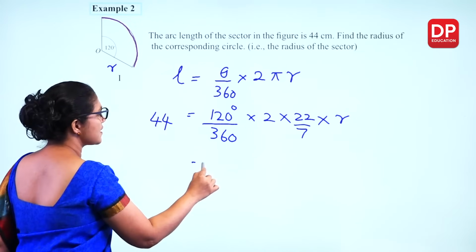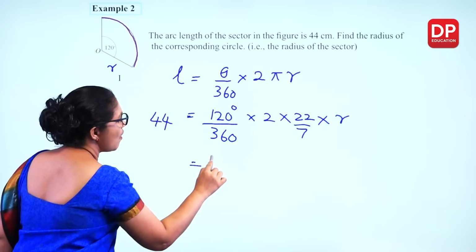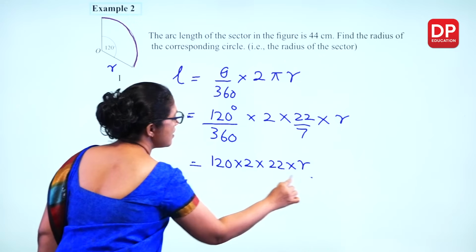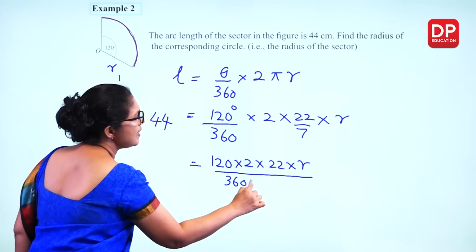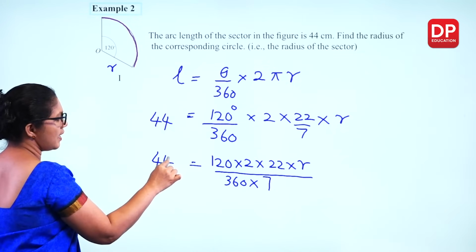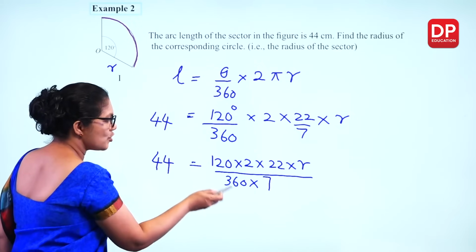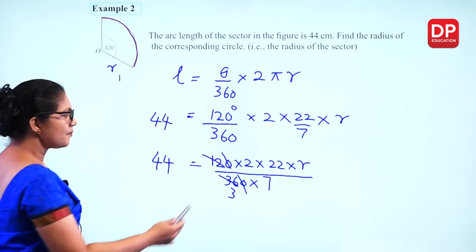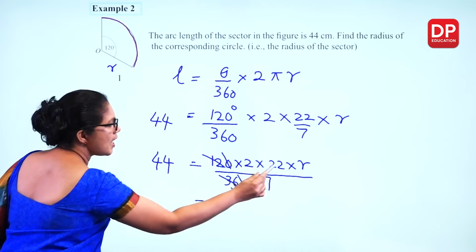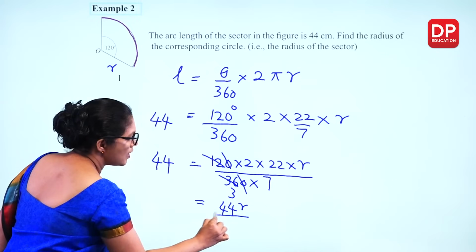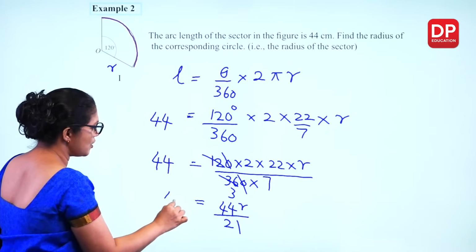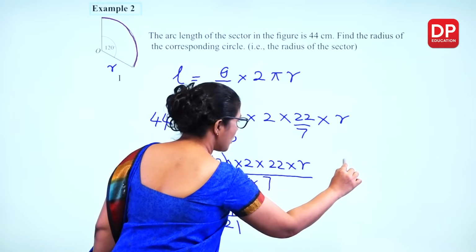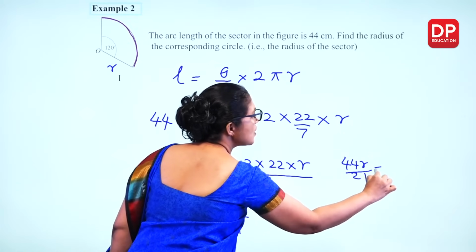Now how can we simplify? First you can write all the numerator values separately: 120, 2, 22 and r, divided by 360 and 7, equals 44. Now try to simplify. We can see 12 times 3 is 36. What else? You can't multiply further. So here you get 2 times 22 is 44r over 3 times 7, which is 21, equal to 44. So I can rewrite this as 44r over 21 is equal to 44.